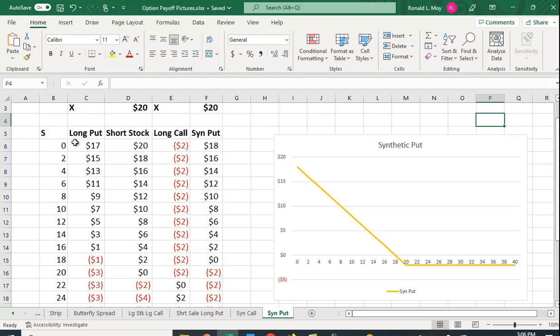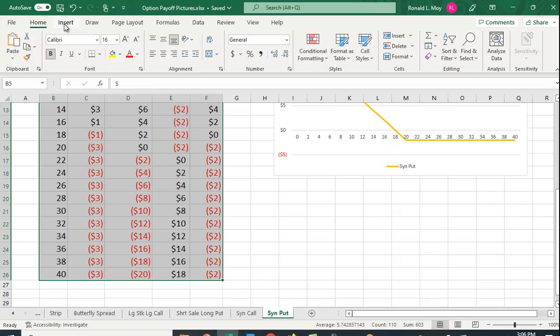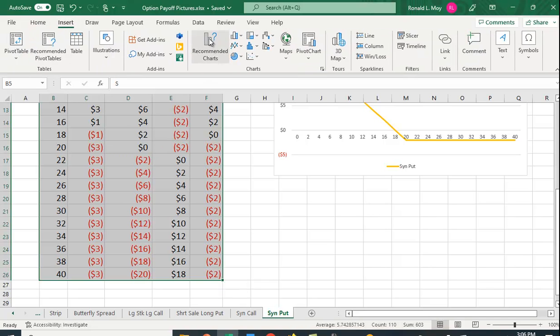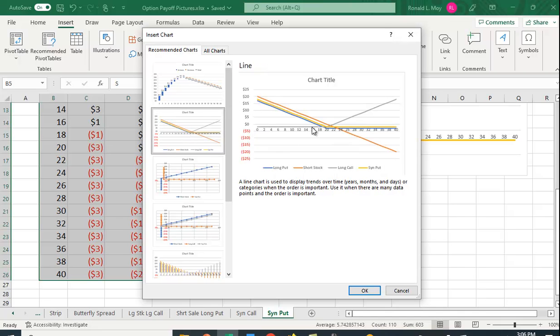If you want to graph this, what you'll simply do is highlight these cells, and then you go to insert, and I like to use recommended charts, and they'll give you a bunch of them. You have to have an idea of what the graph looks like. This clearly isn't it. It's this one. Although it looks kind of funny, the orange line is the short sale, and the blue line is a put. The yellow line is the synthetic put. And this gray line here, a little hard to see, is the call option. I'm not going to hit OK because I've already created the graph.